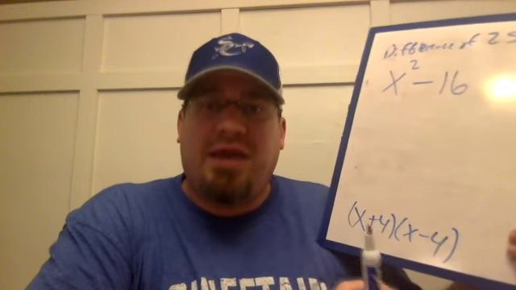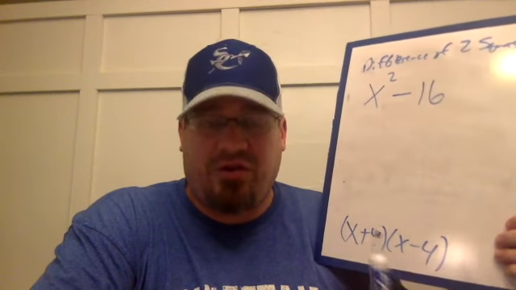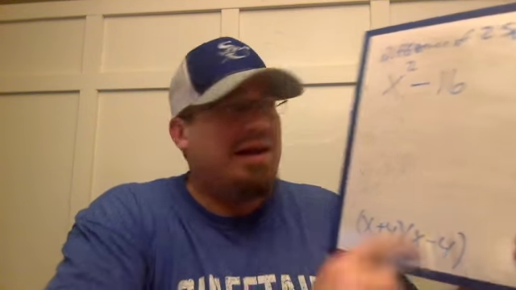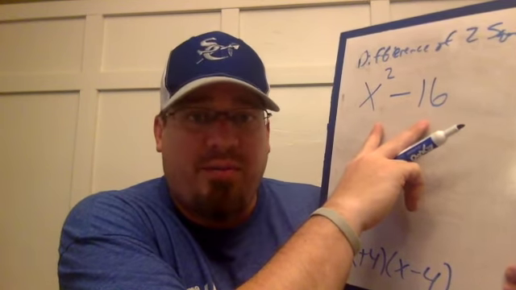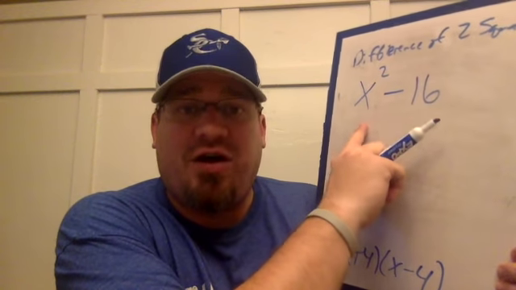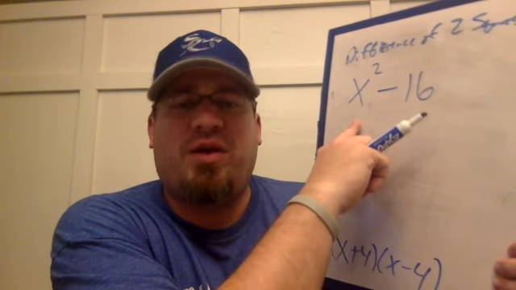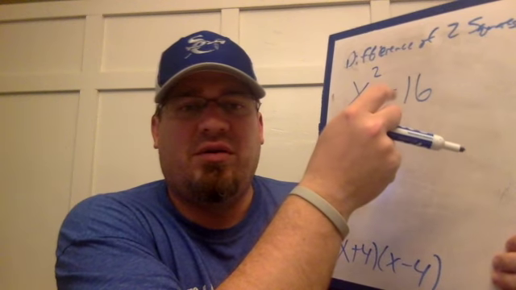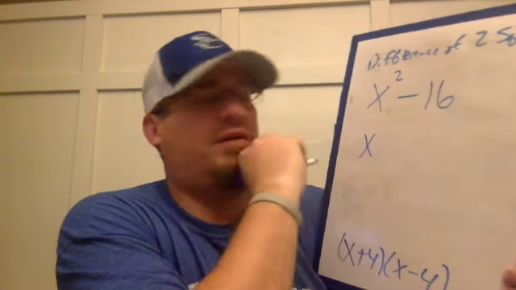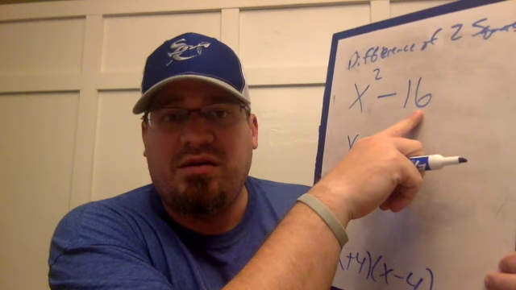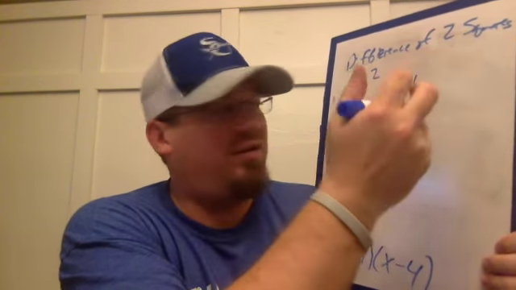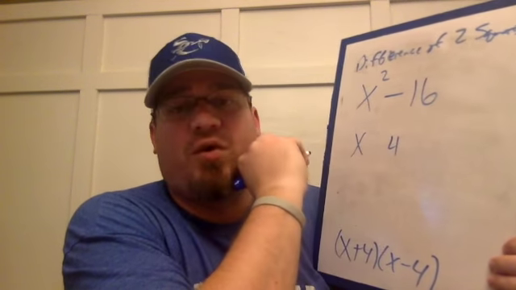Now, the easiest way to factor the difference of two squares is to simply take the square root, or ask what number squared gives me these two values. Well, what value squared gives me x squared? Well, of course, that's x. And then what value squared gives me 16? Well, 4 squared is 16, so that's 4.